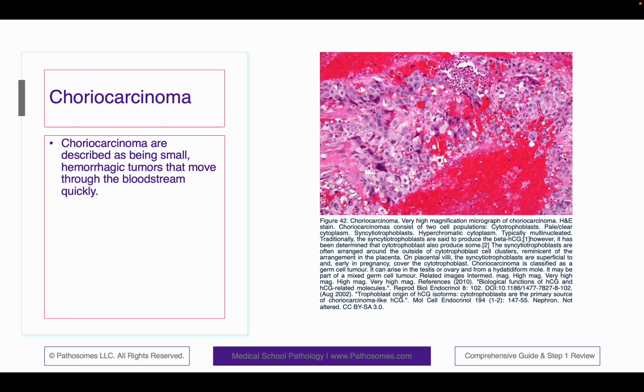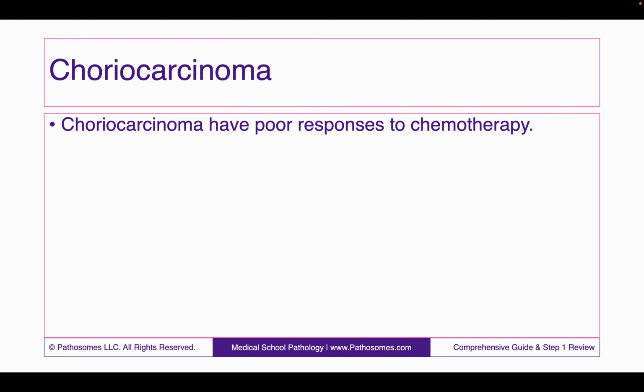And then you can see the syncytiotrophoblasts and the cytotrophoblasts, right, with their pleomorphism and hyperchromatic nuclei. This is classic for choriocarcinoma. Make sure you are able to recognize these features. A choriocarcinoma is bad news because they have poor responses to chemotherapy.